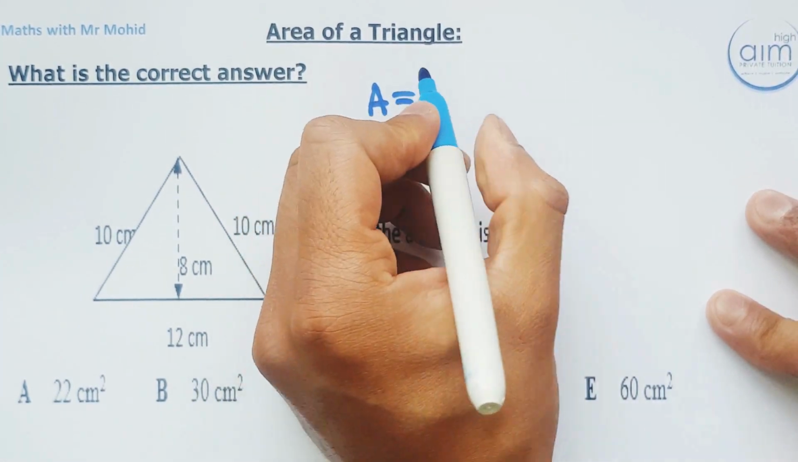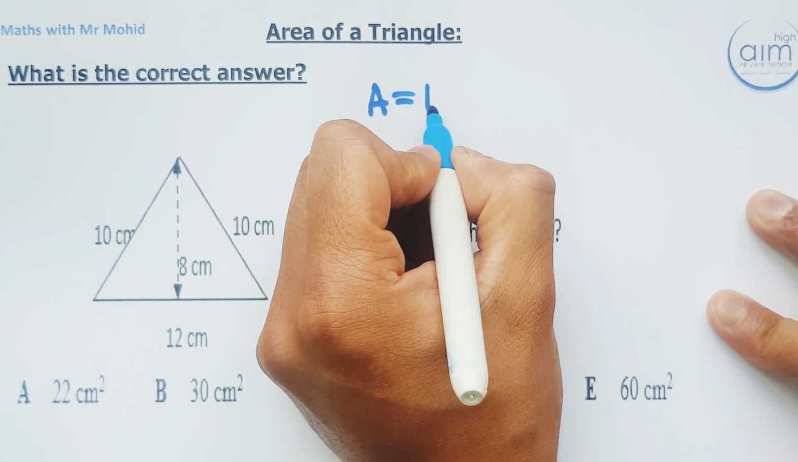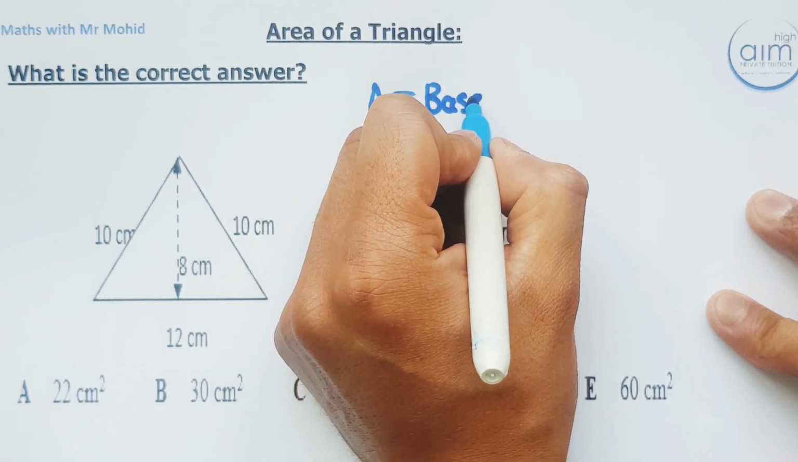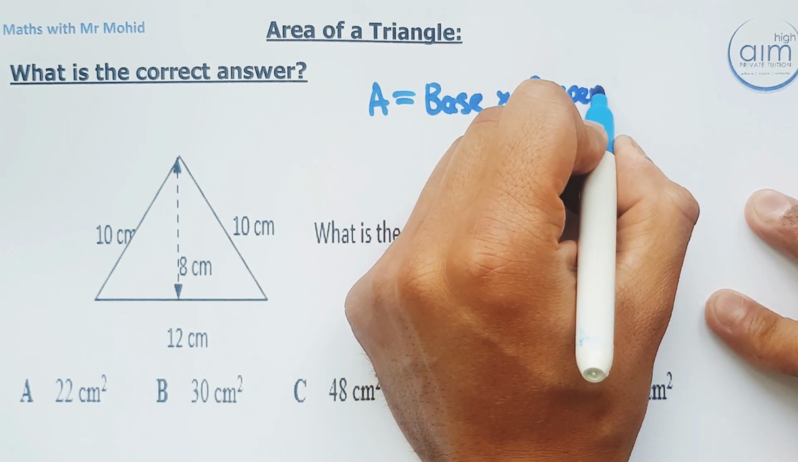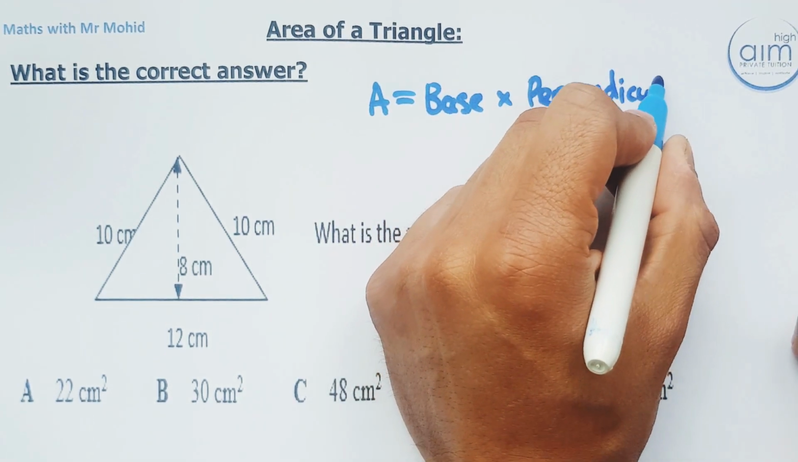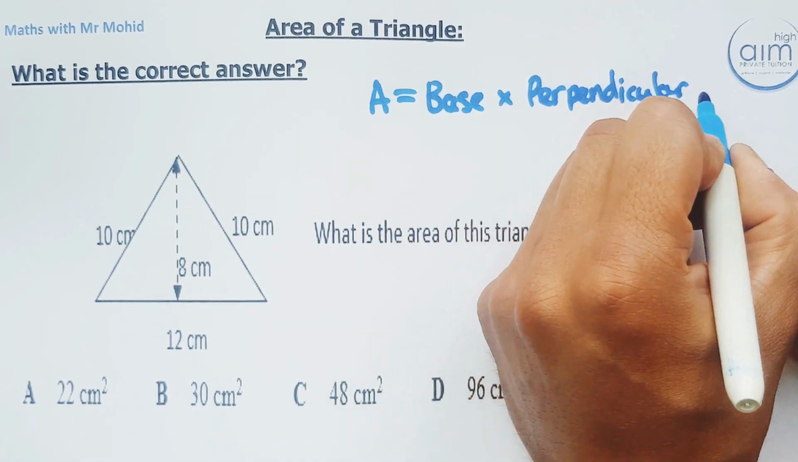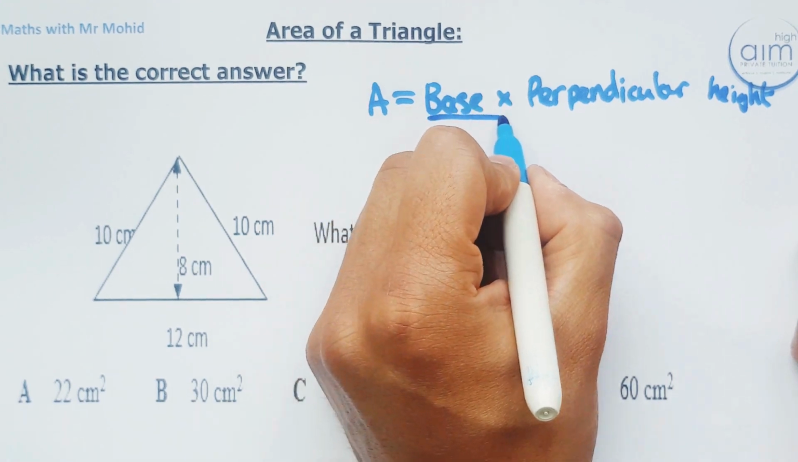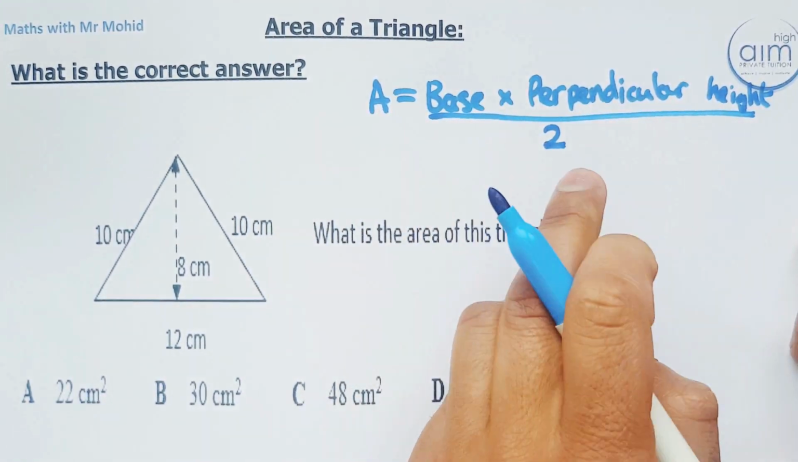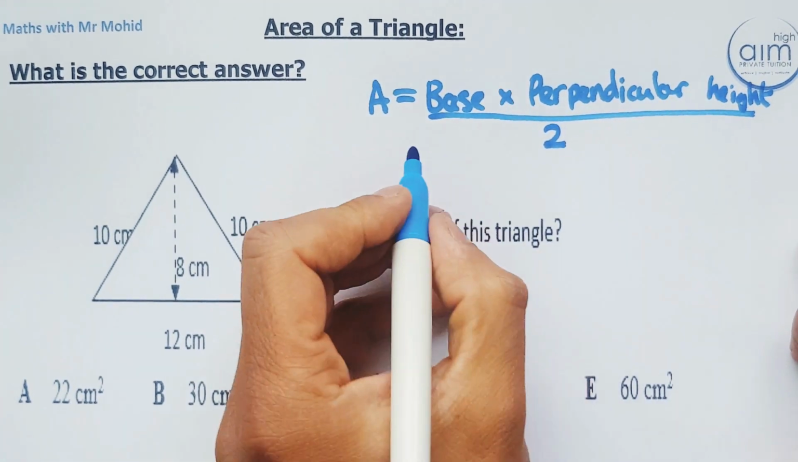I'll just write the formula down first. Area is the base times the perpendicular height. And then you have to divide your answer by 2, so you have the answer. And that step a lot of people forget. So let's have a go.